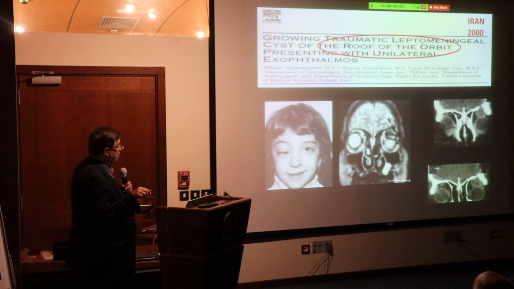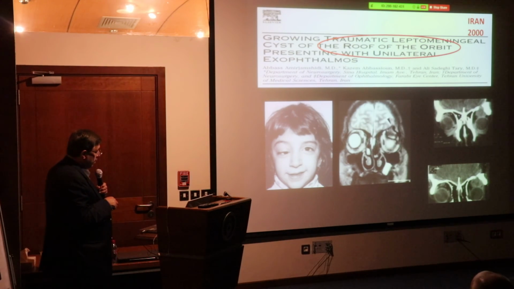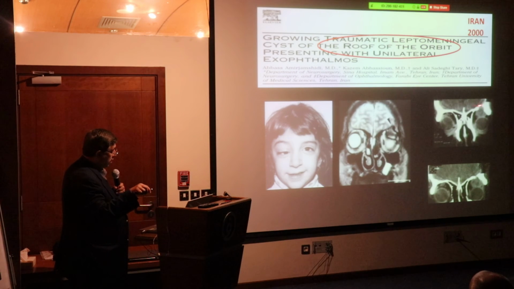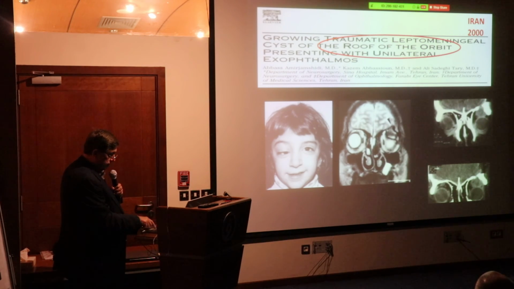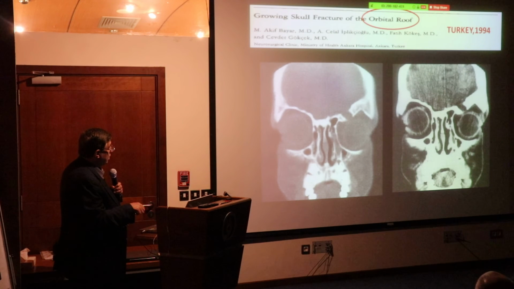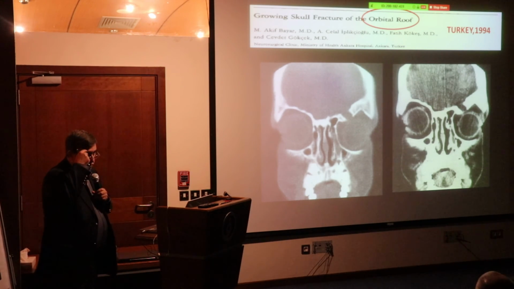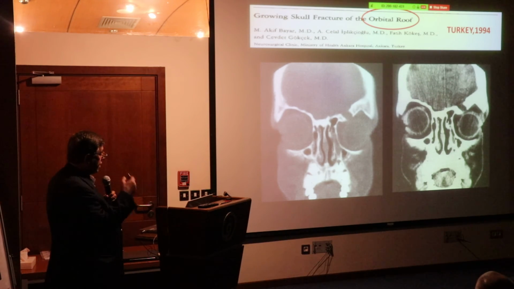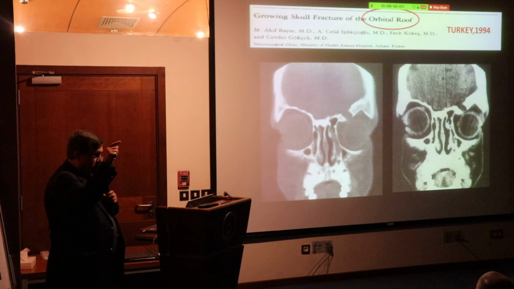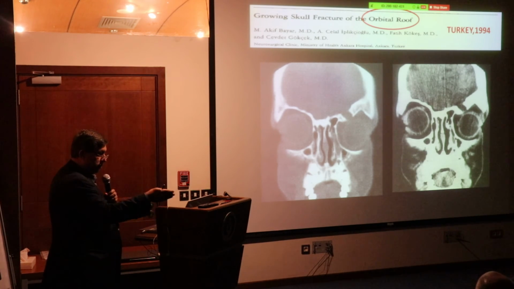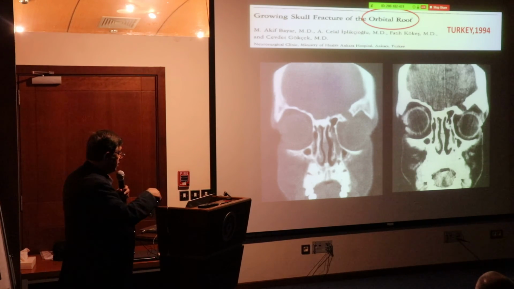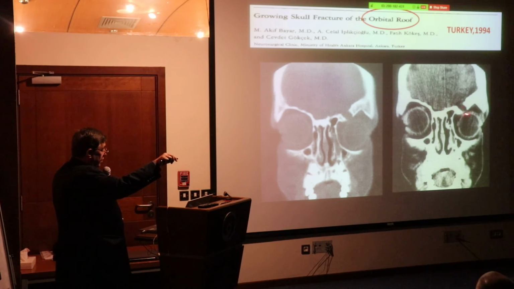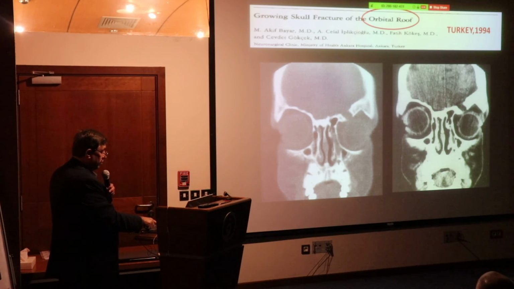From Iran, this paper about the leptomeningeal cyst in the roof of the orbit. You can see it pushing the eye downwards and forward. And again you can see the fracture line there. Fracture line going into the roof of the orbit in children. In children, the frontal sinus is not well developed, so the fracture line will go into the roof of the orbit instead of going into the sinus and dissipates. So you can see this linear fracture is developing into this bone defect.